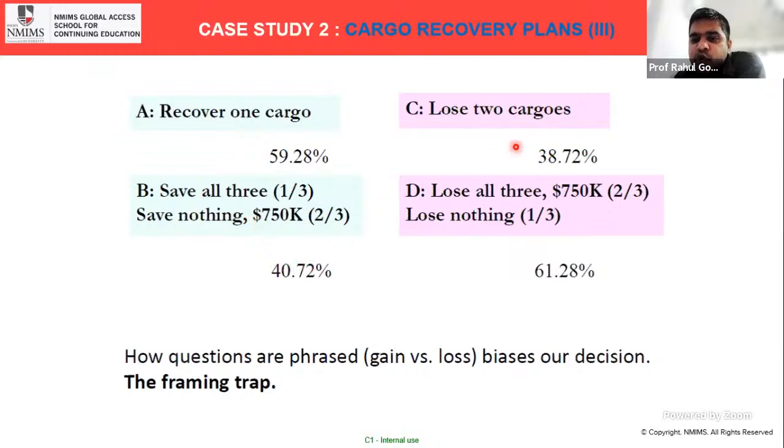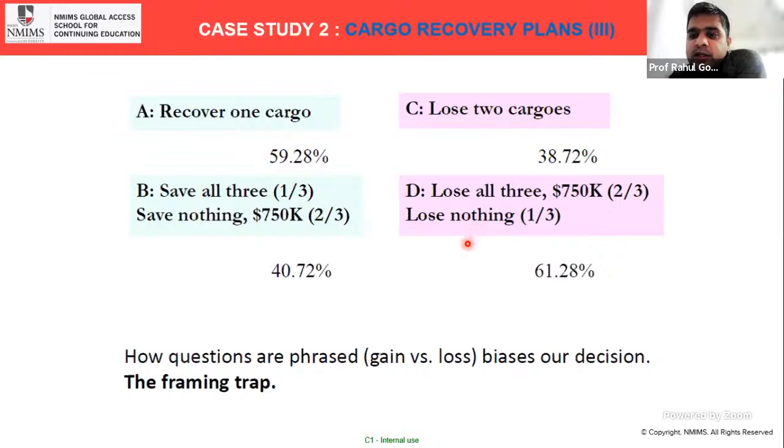But when they used different language, about loss, it's a heavy statement: losing two cargoes for definite, it is definitely going to happen in that plan. But here there's still some probability. So 61% of people went ahead with this. And in this group also we saw the same, only there are fewer people currently.